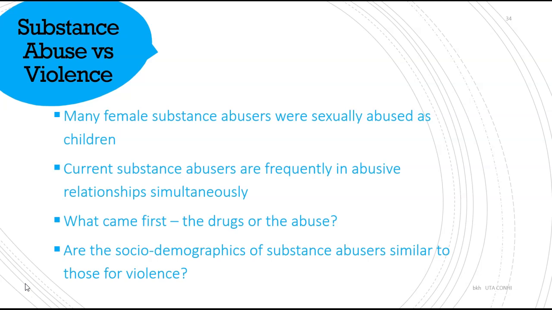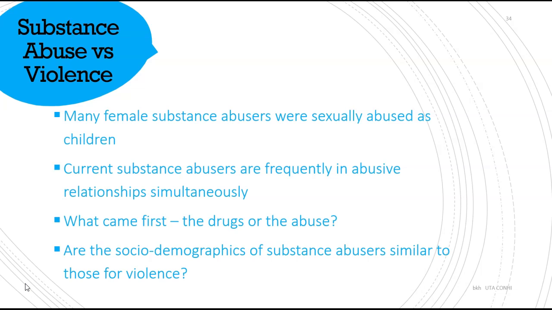Many female substance abusers were sexually abused as children. Current substance abusers are frequently in an abusive relationship at the current time. And so we have to ask, what came first, the substance abuse or the abuse? Are they using drugs to deal with the fact that they were abused as a child, or they are currently being abused? Or are they living in a situation that abuse is going on and there is substance abuse in that environment? So they just kind of go hand in hand.